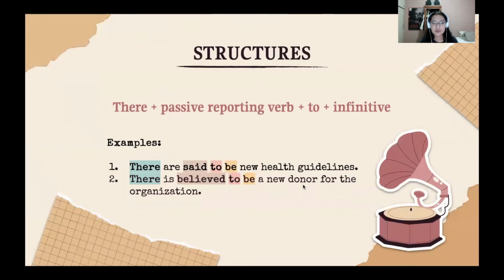And here is the last one. In here, you use the pronoun there, plus the passive reporting verb, plus to, plus infinitive. We have two options, which are there are and there is. So it will be, there are said to be new health guidelines. And the second, there is believed to be a new donor for their organization.